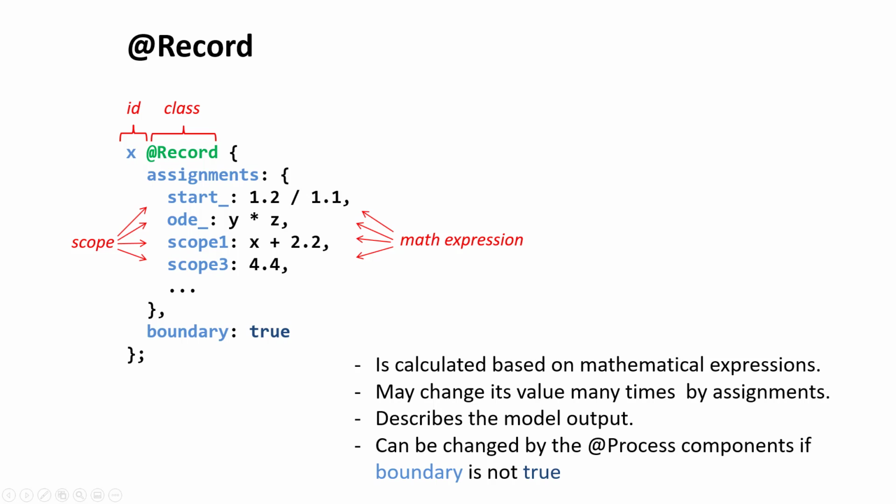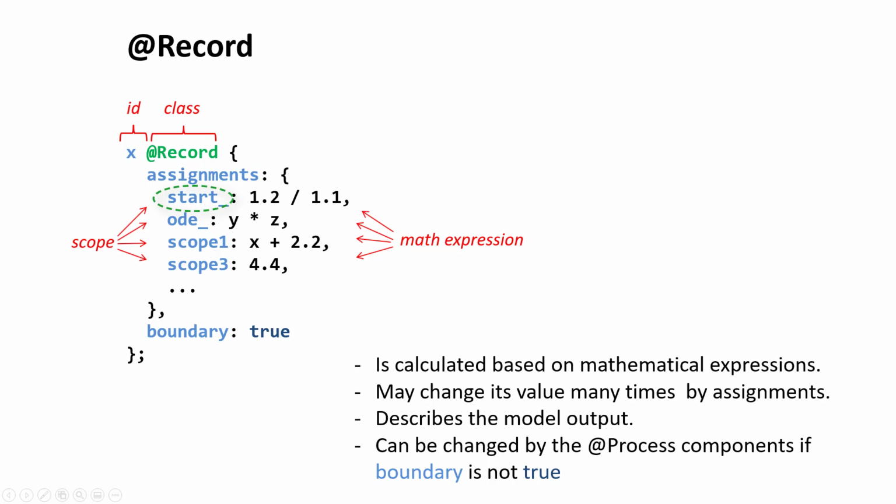The assignment must be a dictionary. The keys display when the assignment runs. This is the assignment scope. The value is a mathematical expression for the assignment calculation, or just a number. As you see, there are several assignment scopes here. The first and the second ones are the predefined scopes, start and ODE.